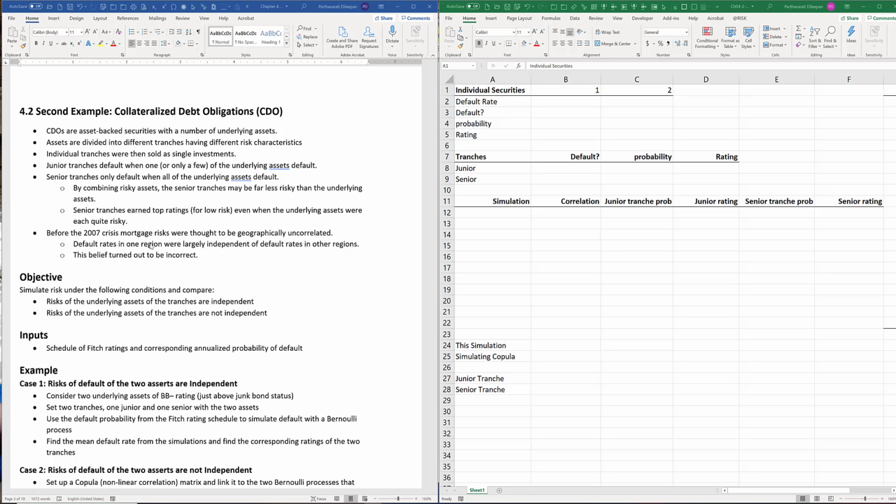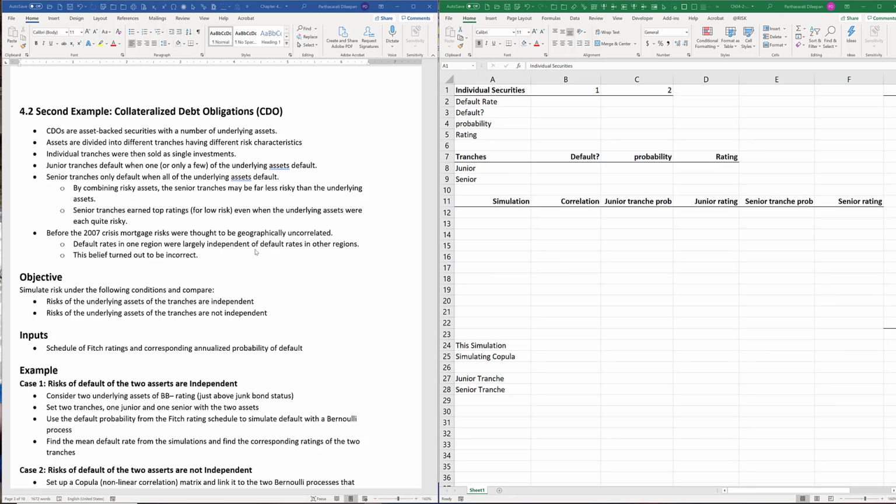The default rates of one region were largely independent of default rates in another region, which turned out to be incorrect. In some instances these are regional, but when a particular threshold is reached, then these economic effects affect the entire country. If one region is going down the tubes, then it spooks the people everywhere else, and then it starts to go down elsewhere as well.